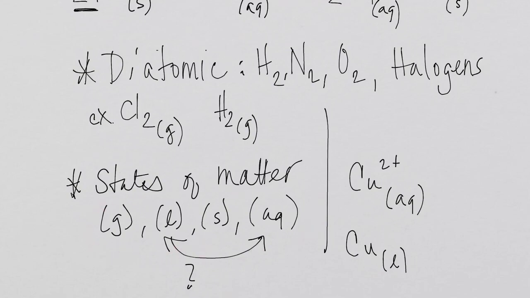So on the test, if I give these states of matter, if I list them on the reactant side, that means I want them on the product side. If I don't state them on the reactant side, that means you don't need them on the product side. And that's it.